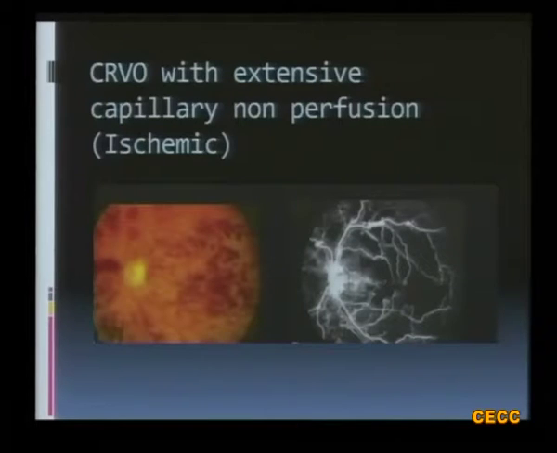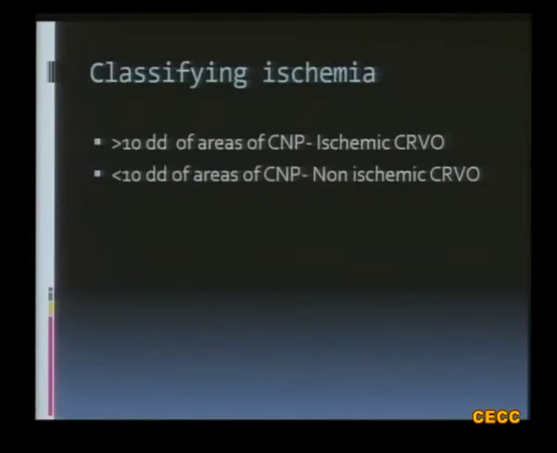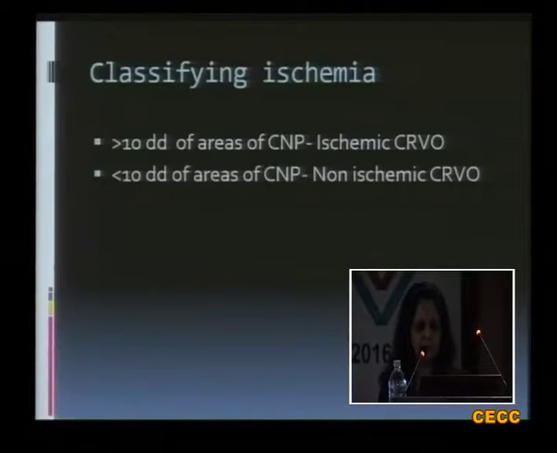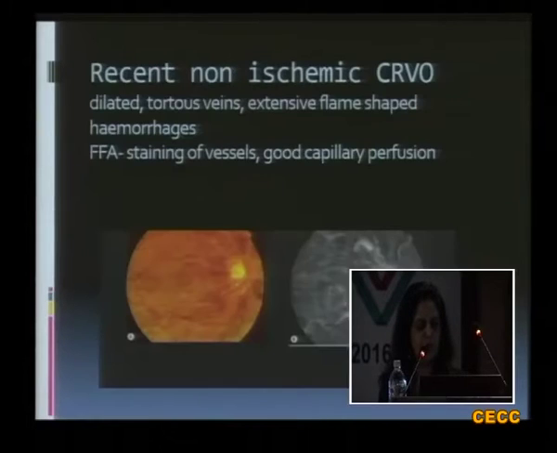This is a picture of macular edema. Now, in the ischemic type of CRVO, typically there will be extensive areas of capillary non-perfusion, and this is used for classifying it. If there are more than 10 disc diameters of areas of CNP, then it's an ischemic CRVO. And if there are less than 10 disc diameters of area of CNP, then this is a non-ischemic CRVO. Again, you can differentiate these two and prognosticate it to the patients.